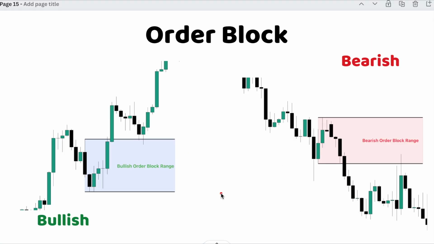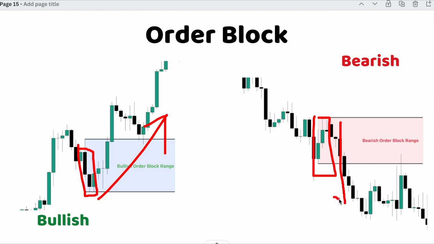For our bullish order block, this is our last down close candles before price rallies higher. This is our last down close candles. They can be consecutive candles. For our bearish order blocks, we have our up close candles before our price drops even lower. They can be consecutive candles.